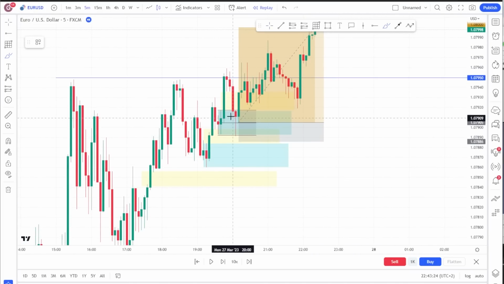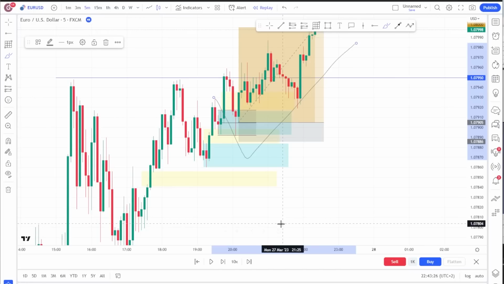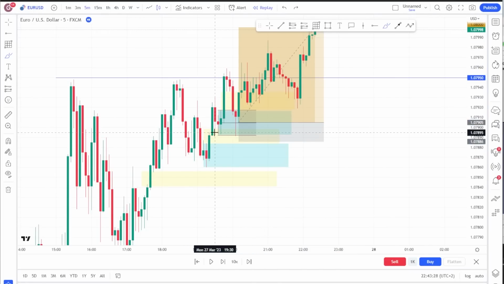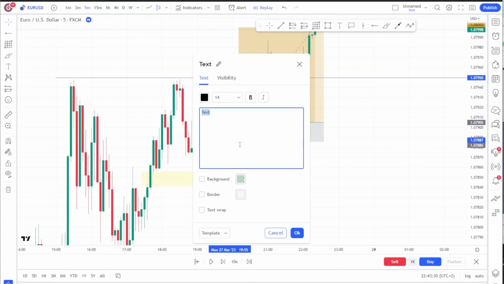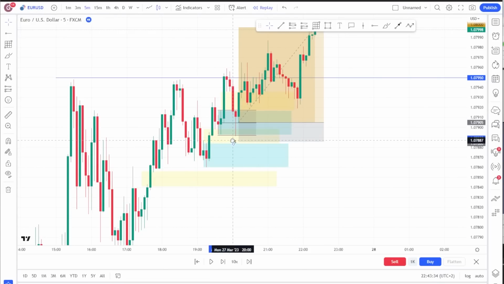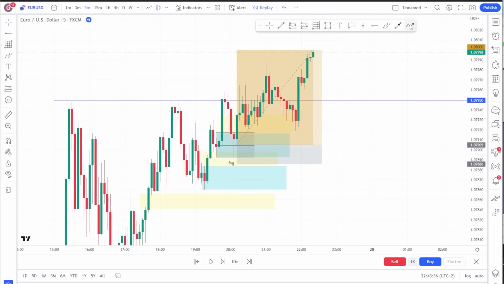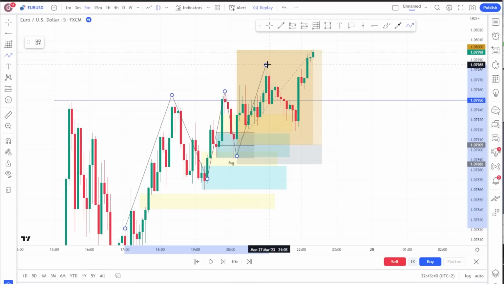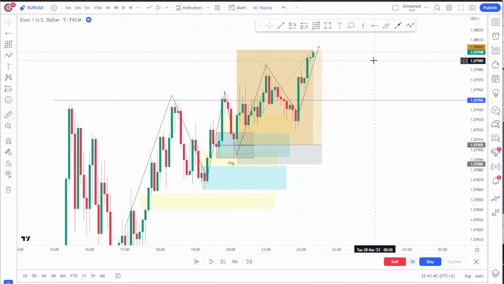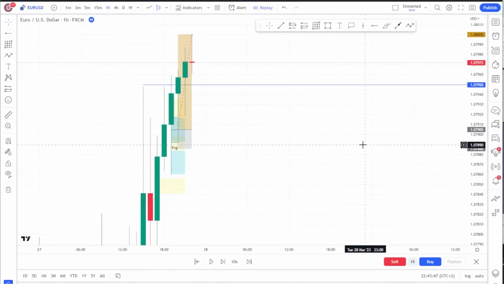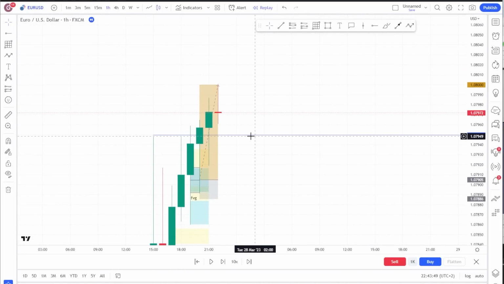Again, if price came lower, I would be prepared to have taken this as well. Because why? There is a fair value gap here, and then we've got the order block below. So it's a high probability setup. Not just that, we've got higher highs, higher lows, higher highs, higher lows, higher highs. Okay, so let's go again onto the 1 hour and look for the next setup.